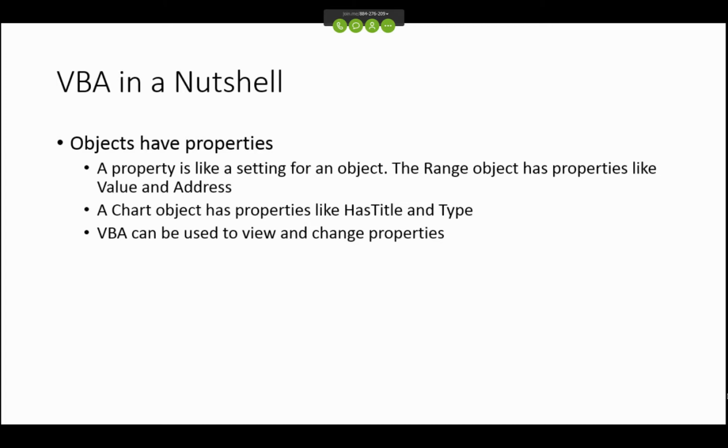So VBA can be used to view and change properties. This is how you refer to the property of an object. You just add another dot and then the name of the property. It's like you keep drilling down. You've got the object, now let's look at its properties, the characteristics of the object. And you saw me use the dot value before. So I can say range A1 dot value equals 5. I'm changing the value property of the range object.